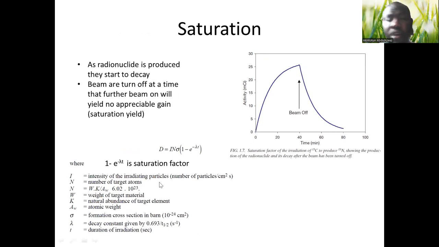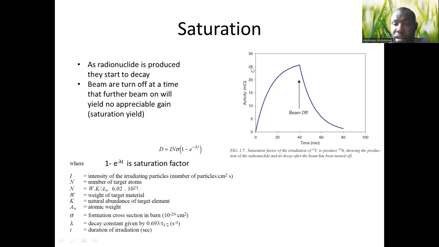One thing you have to know is that from our radionuclide, from our radioactivity, if there's a radioactive material, it's going to decay according to the half-life. Most of the activity that we produce in the cyclotron has a short half-life. So once a radionuclide is produced in the cyclotron, the decay starts immediately. At first, the rate of decay is very minimal compared to the rate of production. But with time, the rate of decay will be equal to the rate of production. So at the end, we have a saturation.